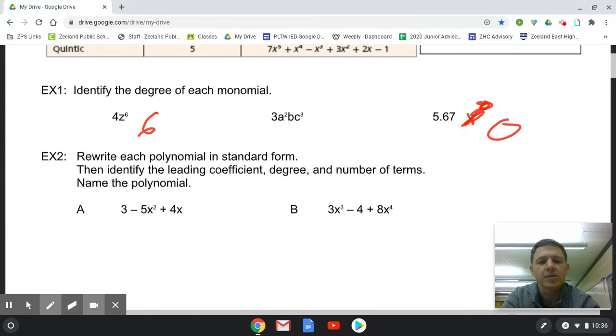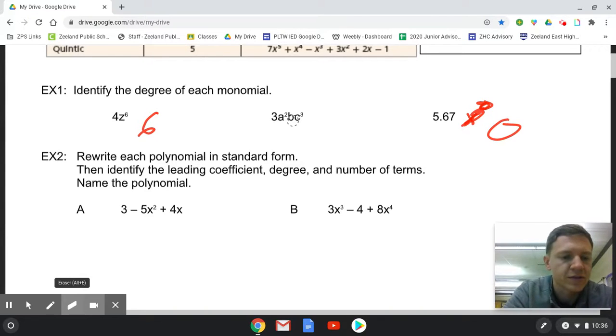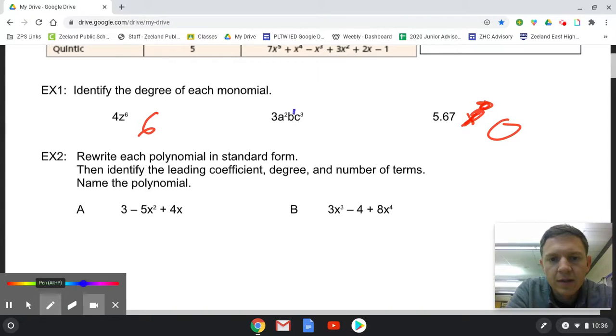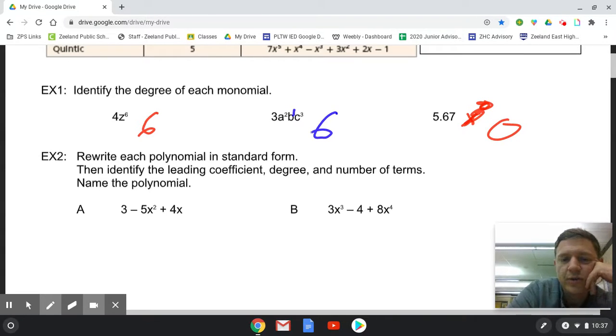The middle one's a little trickier. 3 times a squared times b times c cubed. Well, let's not forget that b is actually like having a b to the 1. That's a terrible one. Let's erase that. I'm going to try really hard. This is really small for me to write. B to the 1. So that's a squared, times b to the 1 times c cubed. So the degree would be the sum of all of those exponents. 2 plus 1 is 3, plus 3 is 6. So that's actually a degree 6 as well, that middle one.